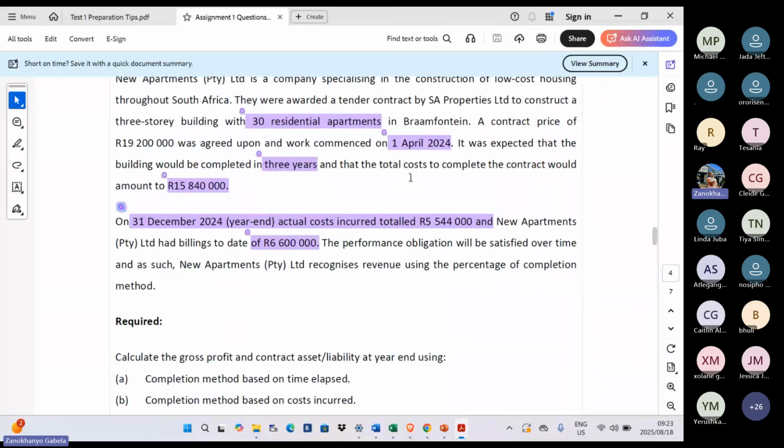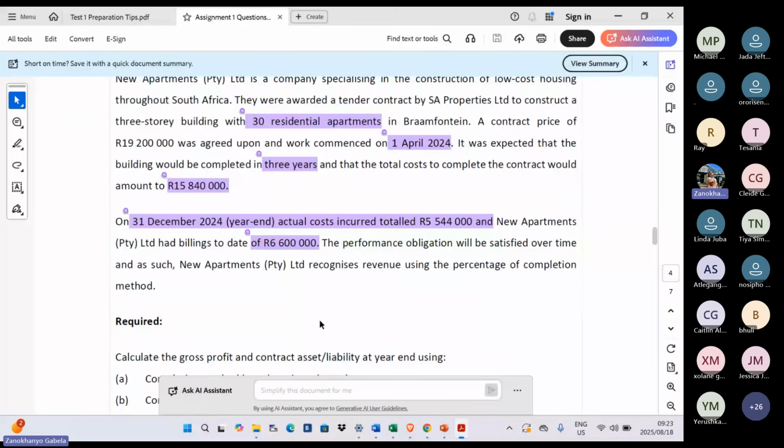Then it says here, it was expected that the building would be completed in 3 years' time, that the total costs to complete would be 15,840. On the 1st December year end, the actual costs were 5,544, and the new apartments had billings to date of 6,600,000. The performance obligation will be satisfied over time, and as such, new apartments recognizes revenue using the percentage of completion method. Good for them.